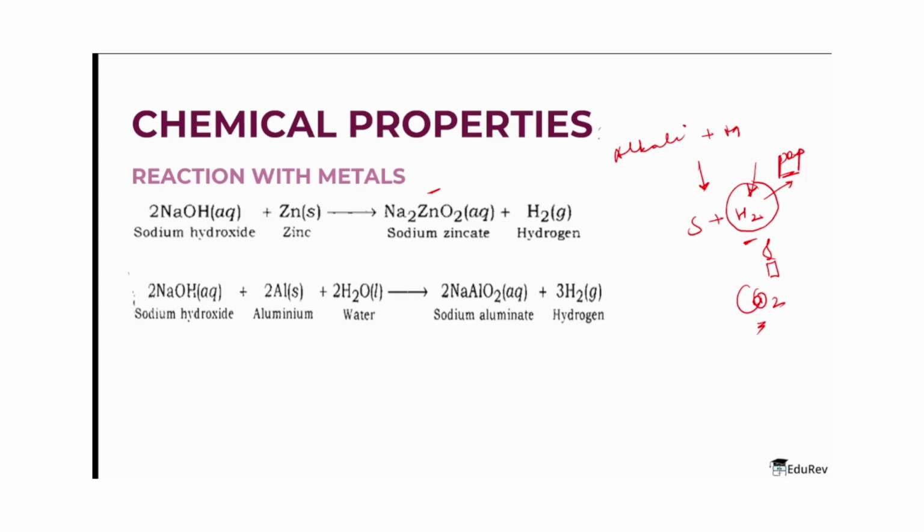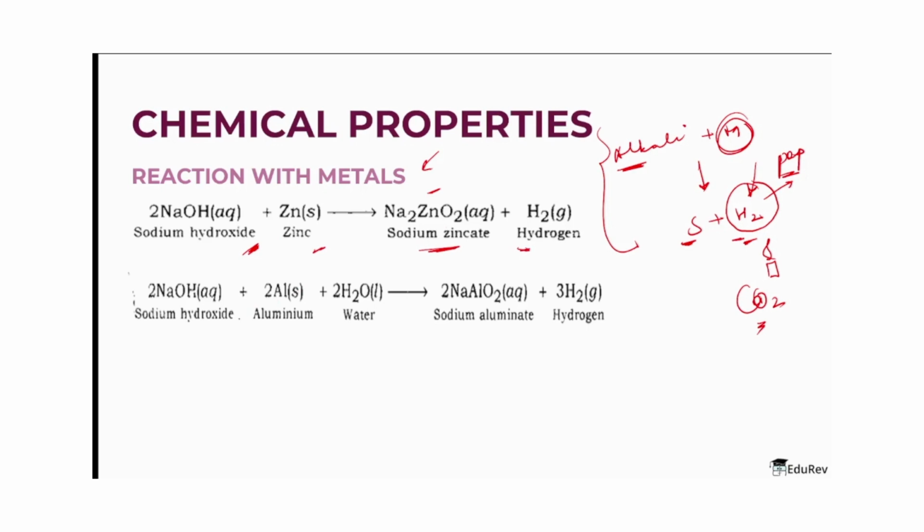So this is the reaction which takes place when your bases react with metals. Whenever the alkali reacts with the metals, we form salt and hydrogen. And what are the examples? Sodium hydroxide reacting with zinc forms sodium zincate and hydrogen gas.